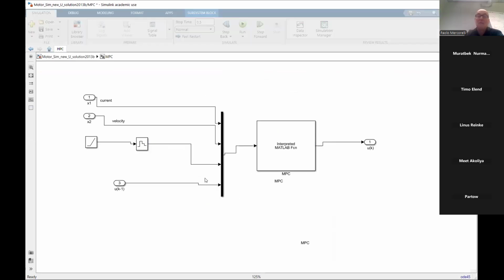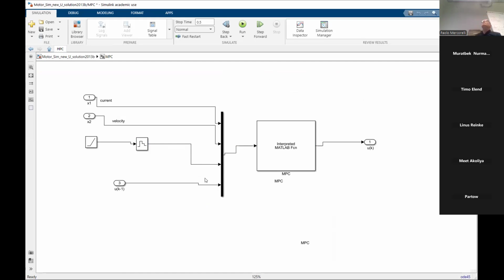Now, here we have an MPC. I use here an interpreted function. Of course, if you use an embedded function, it could be a little bit easier in the sense of simulating, but more complex in the sense of the software, because you have to consider some variations inside. But anyway, you can use both. This is what I uploaded.